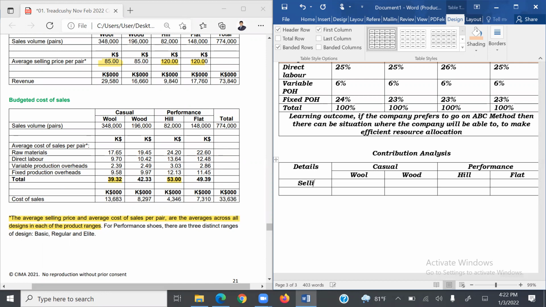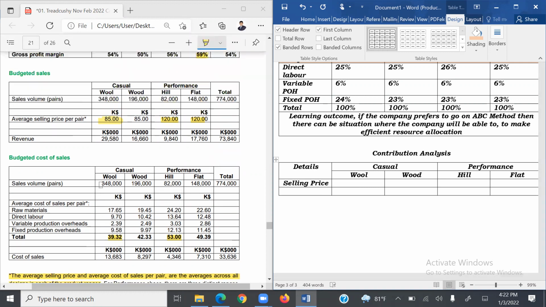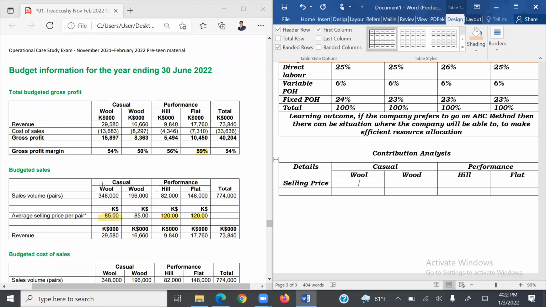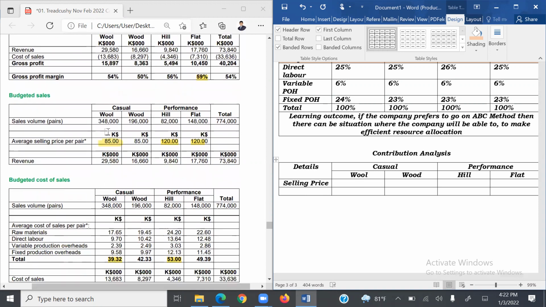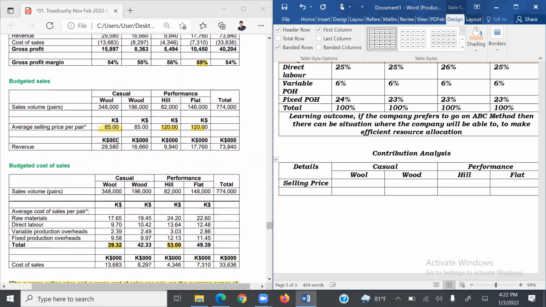So students, selling price. Let's work on this. If you do not mind, students, we are able to identify the selling price very easily. How can we identify the selling price? Here, average selling price, 85, 85, 120, 120, and the price difference is 41%.